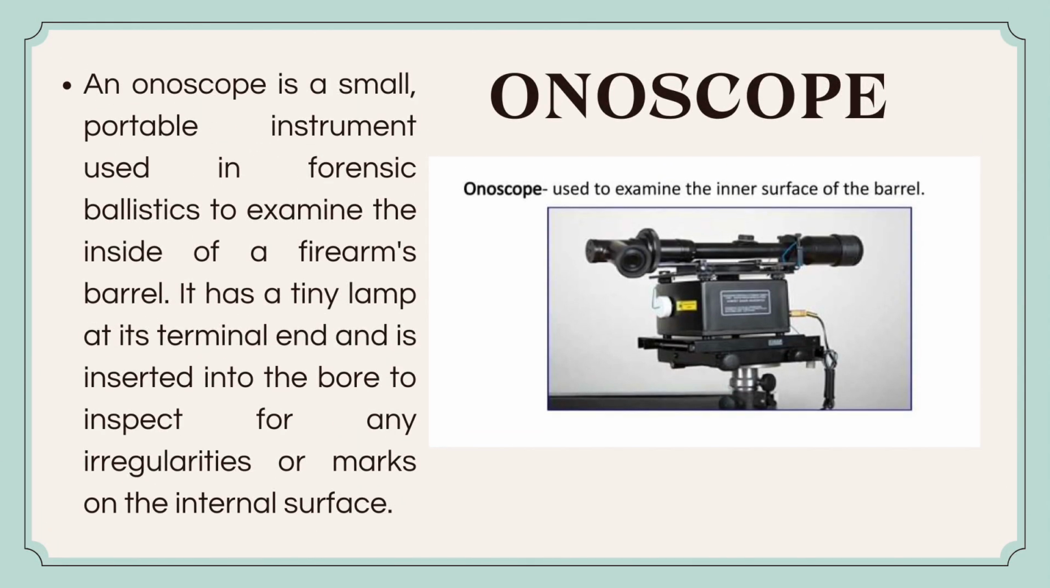The tenth instrument is the onoscope. An onoscope in forensic ballistics is a small, specialized optical instrument used for the internal examination of a firearm's barrel. The onoscope is applied during the internal inspection of a recovered firearm's barrel. Its function is to provide a magnified, illuminated view of the barrel's interior wall, and the significance of this one lies in understanding the precise condition of the barrel that produced the evidence markings.